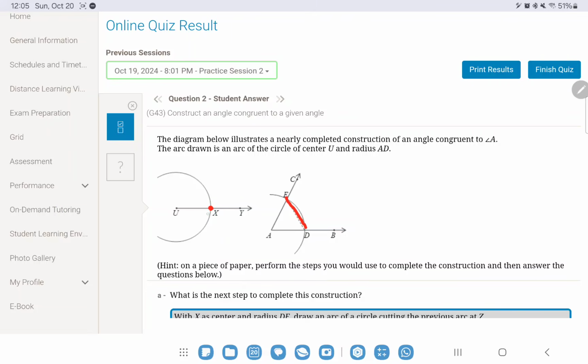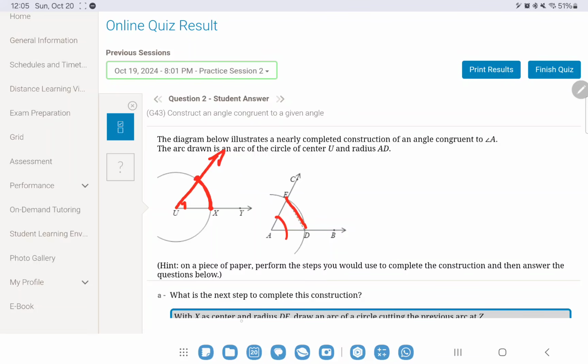So what you're gonna do is you're gonna take DE, you're gonna draw another arc with this radius. It's not gonna look like this, but whatever. And where they intersect, that's where you put your new line. See? And these angles are most likely gonna be congruent.